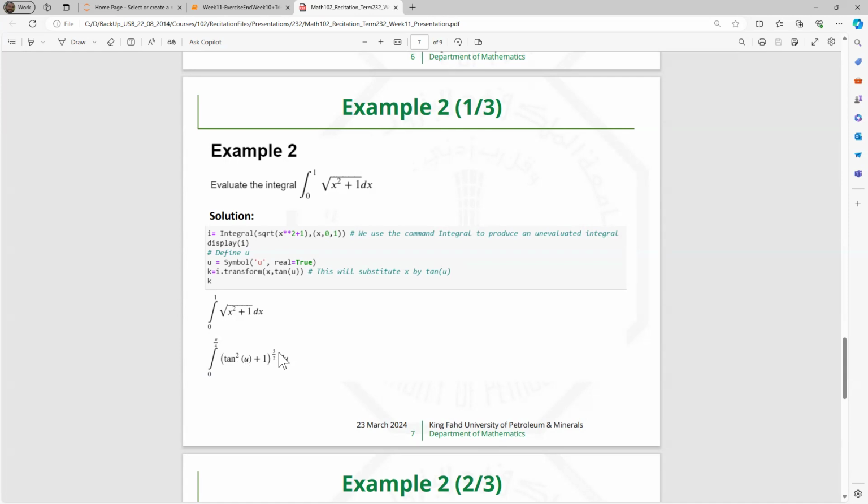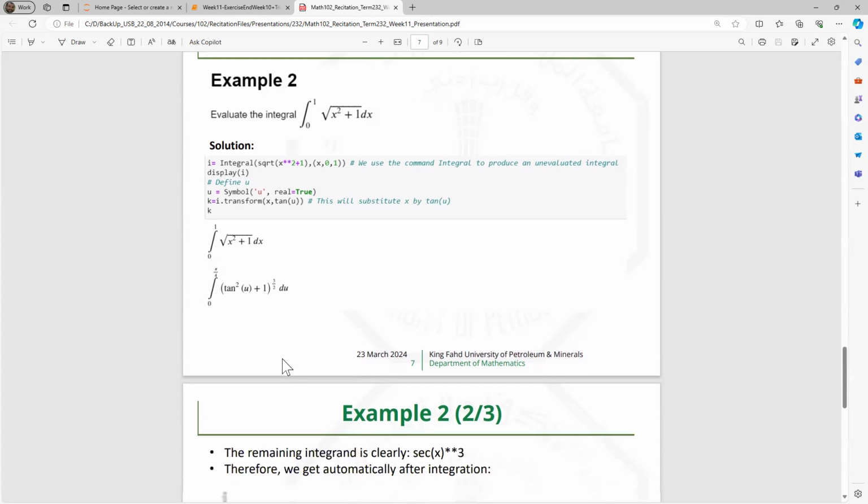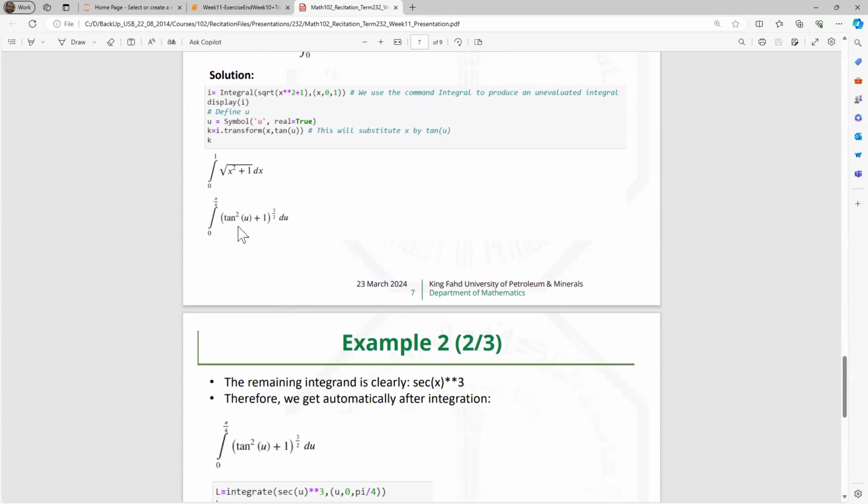One could question why I don't have only the square root of tan squared plus 1. What happens here? If you define x as tan of u, dx is tan squared plus 1 du. So dx would again bring tan squared plus 1. That's why you have one tan squared plus 1 to the power half coming from the square root, and another one coming from the du. So we'll have half plus 1, which is tan squared plus 1 to the power 3 over 2. So basically, this is what we get, the integral from 0 to pi over 4 of tan squared plus 1 to the power 3 over 2.